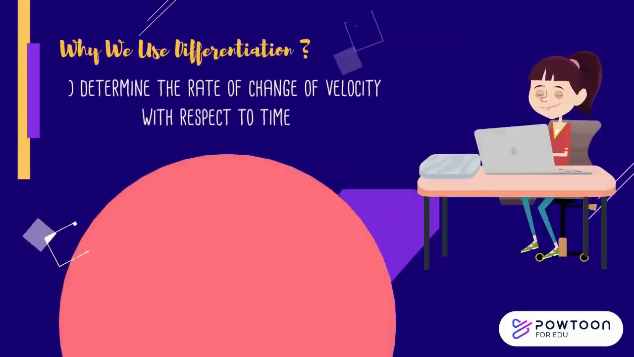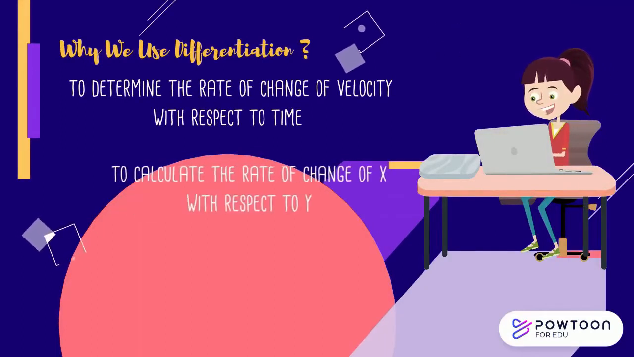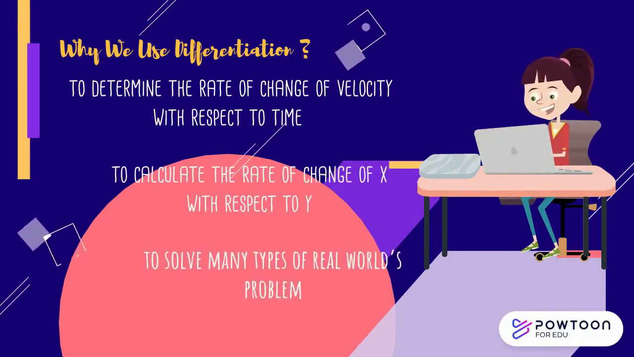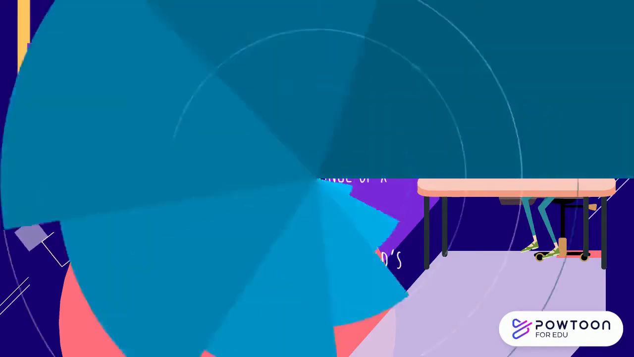Why do we use differentiation? We can find rate of change using differentiation. It enables us to determine the rate of change of velocity with respect to time, for example, which is acceleration. It allows us to calculate the rate of change of y with respect to x, which is the gradient of the curve on a graph of y against x. Other than that, differentiation can help us to solve many types of real-world problems. To be clear, it can be applied in our daily life. Let's say we use the related rate.